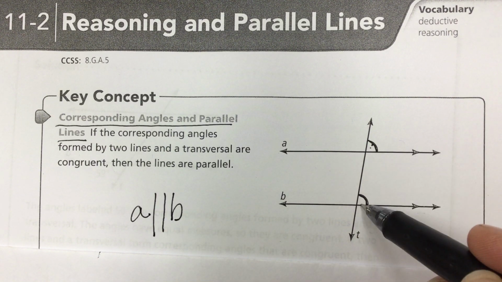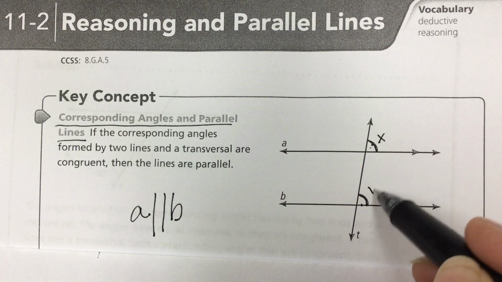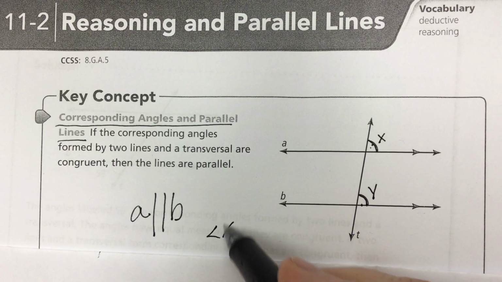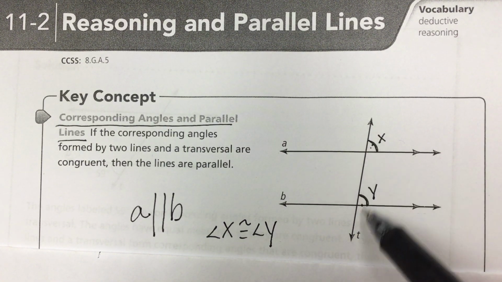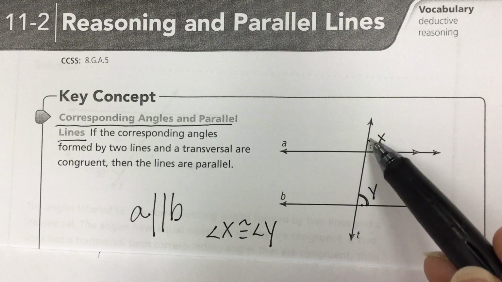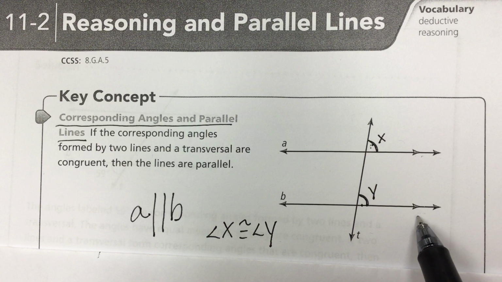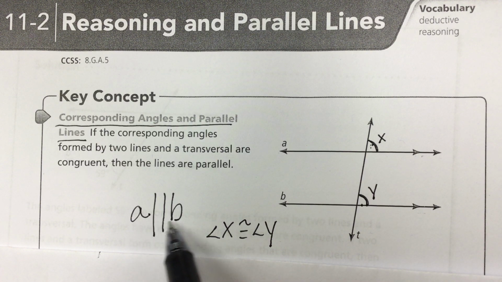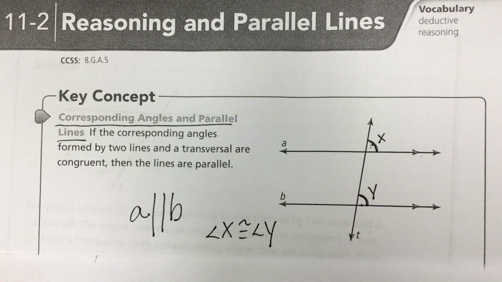These are corresponding. These two angles here, I can name them angle X and angle Y. We know that angle X is congruent to angle Y. They are corresponding angles. If we know that these two corresponding angles are congruent, then we know that these two lines are parallel. So A is parallel to B.